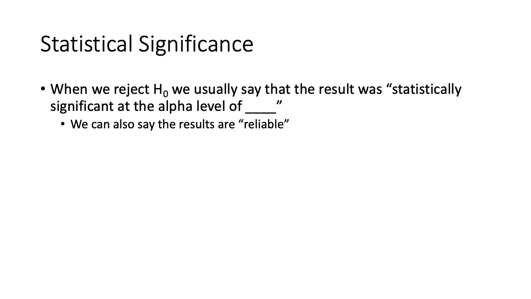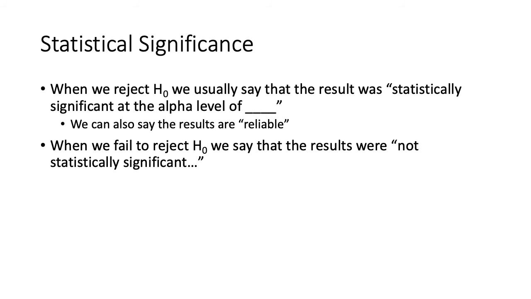The term statistical significance is synonymous with rejecting a null hypothesis. So when we make a reject decision, that usually results in the statement, we have a statistically significant effect at the alpha level of whatever it was, 0.05, 0.01. We can also say these results are reliable at that level.